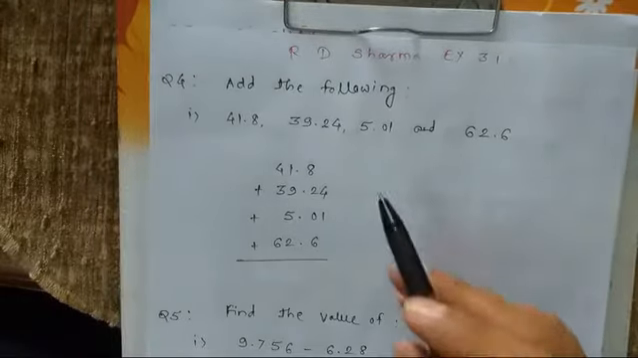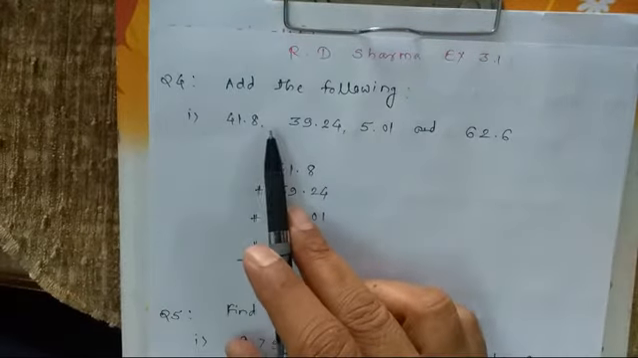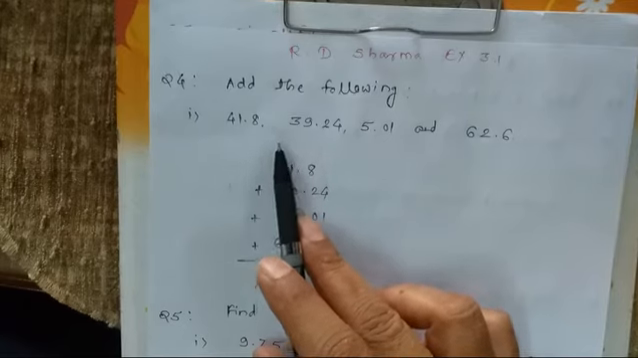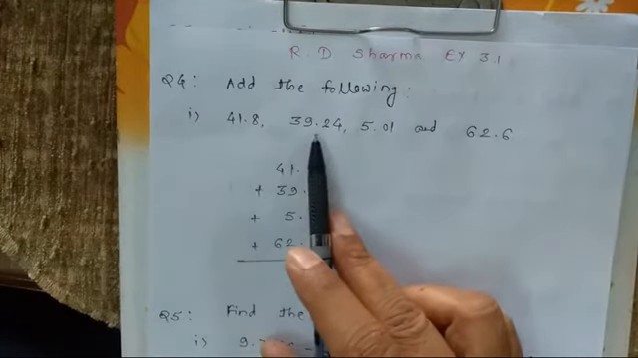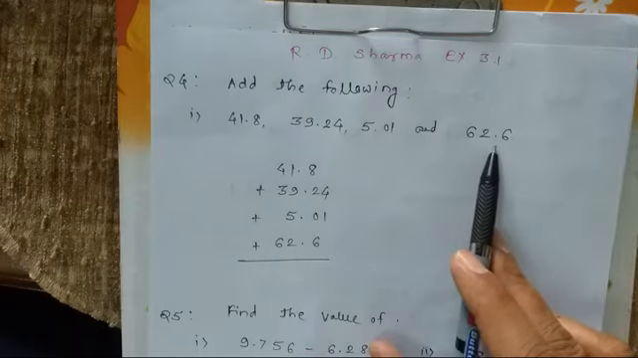In this video, we have to solve the remaining questions of D Sharma exercise 3.1. See question number 4. Add the following decimals. The decimals are given: 41.8, 39.24, 5.01 and 62.6.